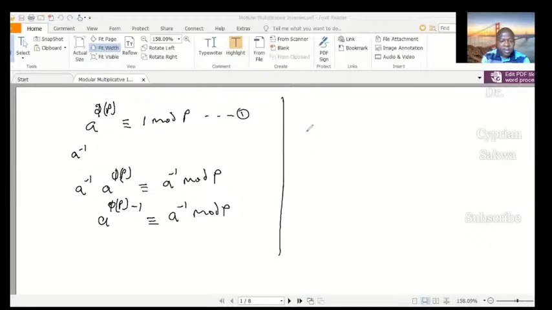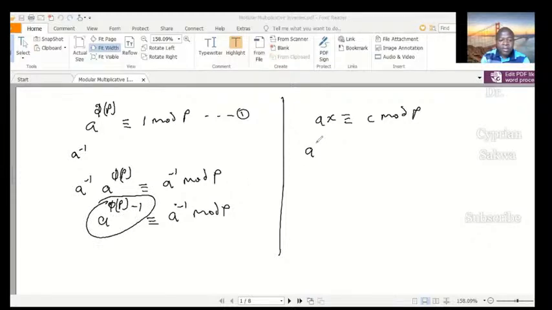What this means is that if you're given a congruent equation, AX is congruent to C mod p, and you are asked to find the value of X, you only need to make X the subject of this formula by multiplying both sides by the inverse of A. And the inverse of A is this. So you just need to multiply this side by the inverse of A.